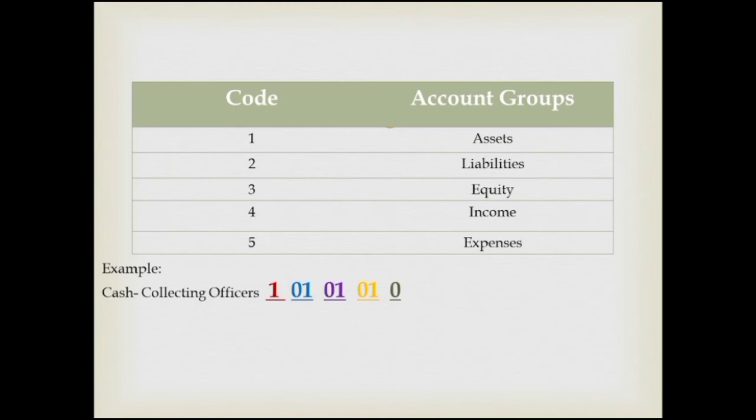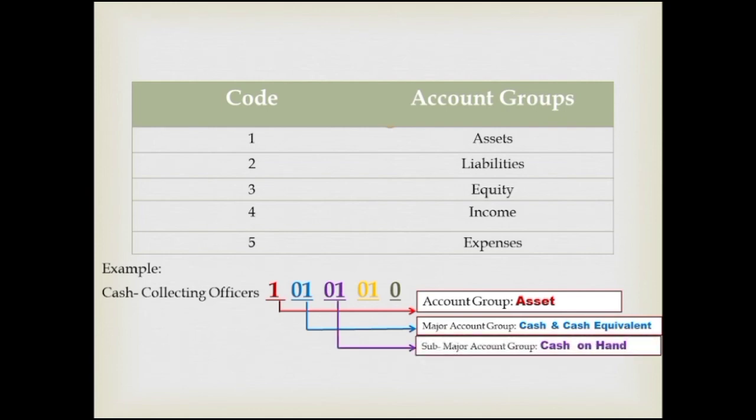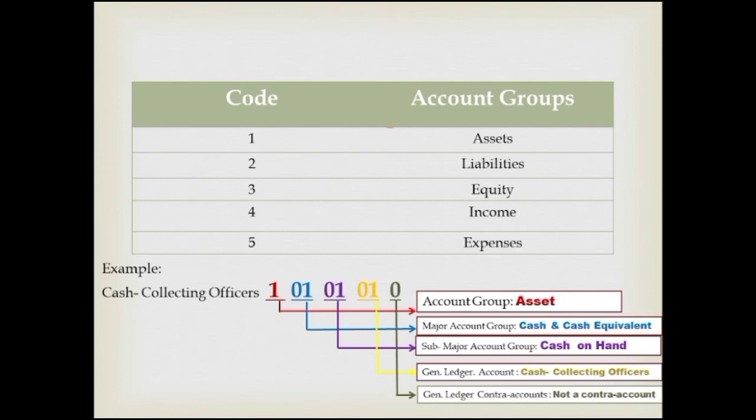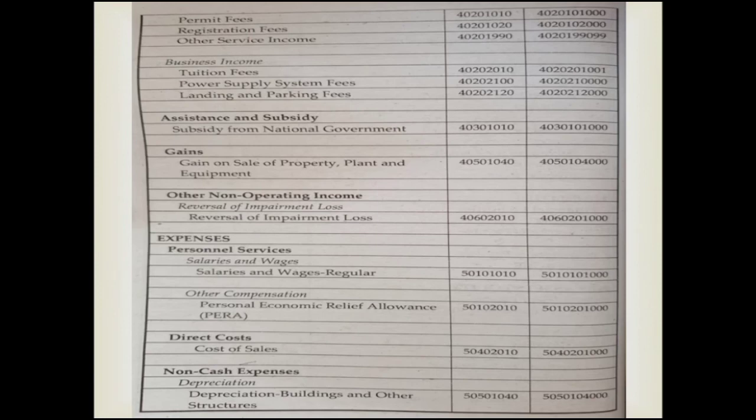Example, the cash collecting officers. The first code is 1, which means the account group is the asset. The second is the major account group, the cash and cash equivalents. The third is the sub-major account group, cash on hand. The fourth is the general ledger account, the cash collecting officers, and the last is the general ledger contra account, not a contra account. And these are also the list of accounts, and the example of the expenses accounts.